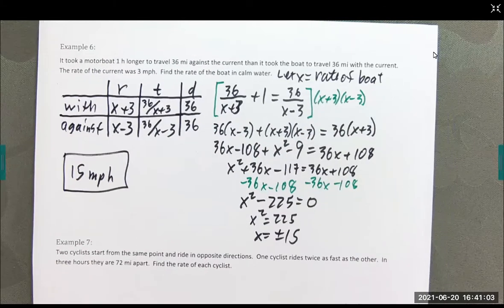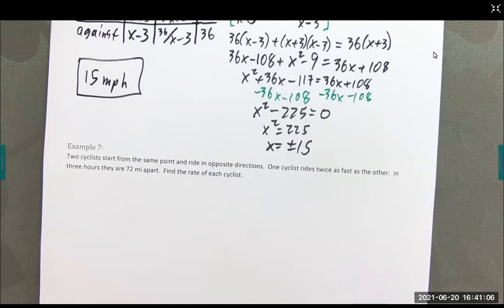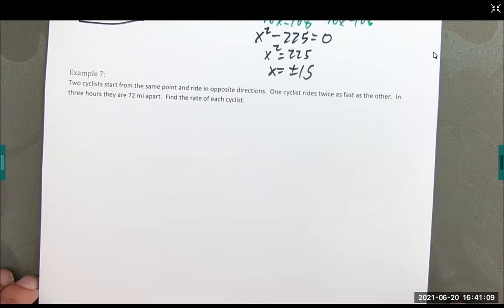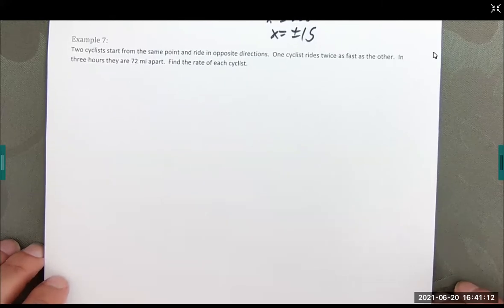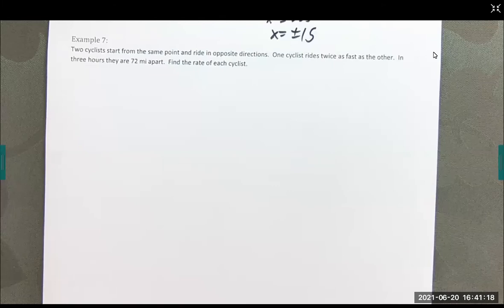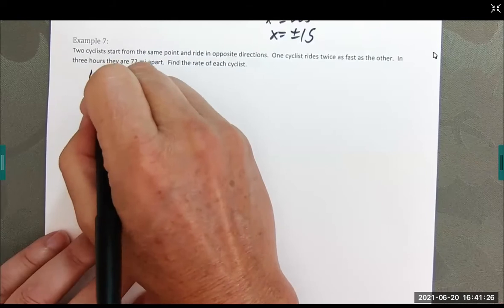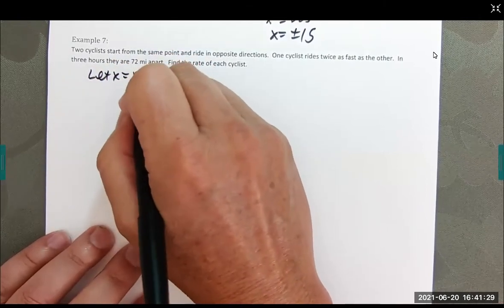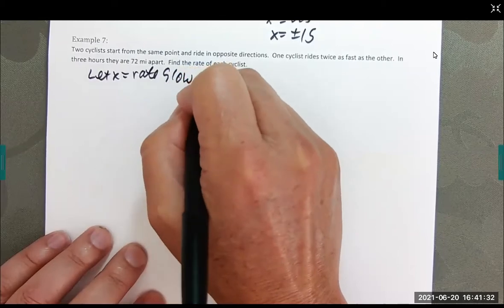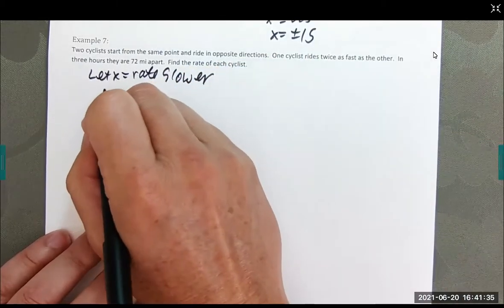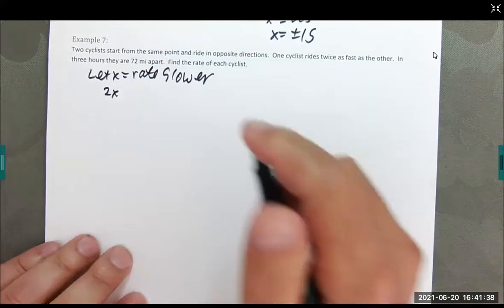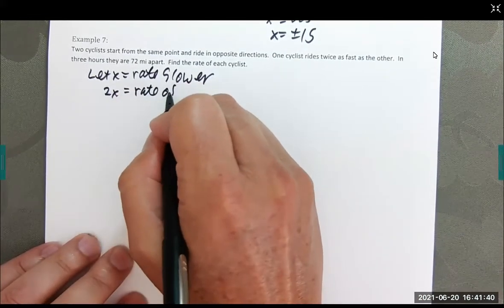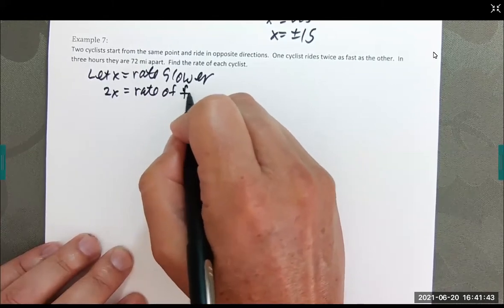One more example. All right, so we have 2 cyclists who start from the same point and ride in opposite directions. One cyclist rides twice as fast as the other. In 3 hours, they are 72 miles apart. Find the rate of each cyclist. Let's start here. Let x equal the rate of the slower. That means 2x, because it says one goes twice as fast as the other, is the rate of the faster.